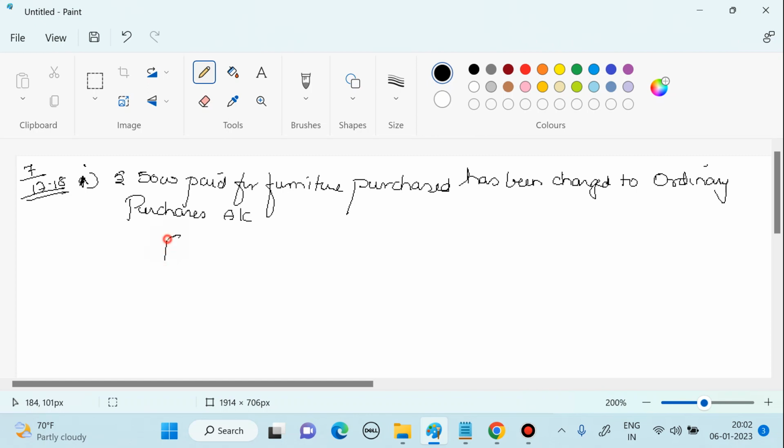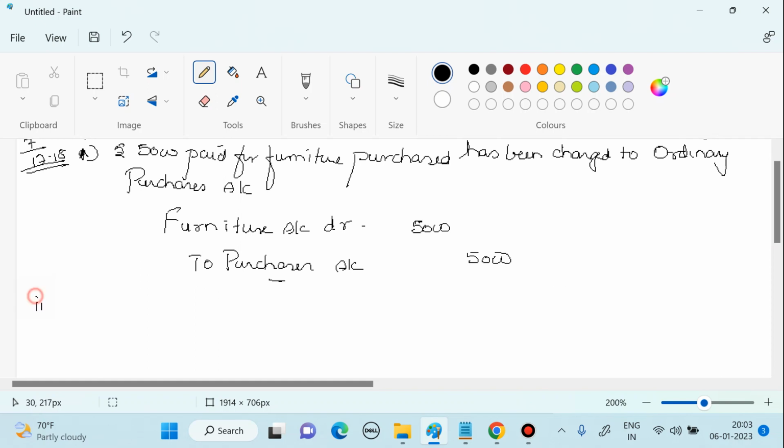Furniture should have been debited, so we'll debit it. And purchases was wrongly debited. To nullify it, we would credit it. Very good. So this would be the rectification entry. You will write the necessary narration. Narration very important, otherwise it cuts marks. This is furniture purchase wrongly charged to purchase account, now rectified. These rectification entries are passed in the journal proper.